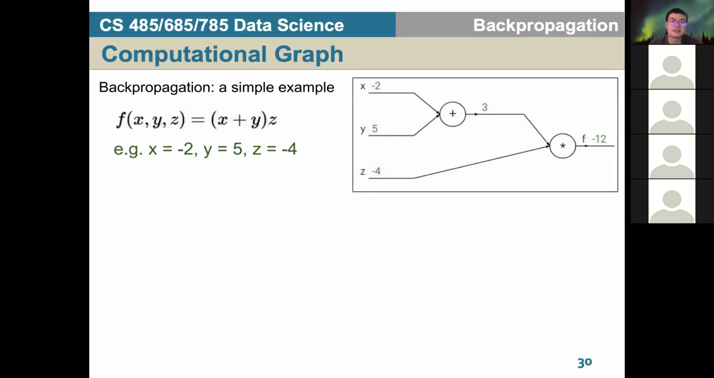So let's take a look at an example of how this works, how different layers propagate the error back. Here's an example. Let's say you have three inputs in your function, x, y, z. Then with this relation, x plus y equals 3, which is 5 minus 2, and then times z, 3 times minus 4 is minus 12. So this is a function.